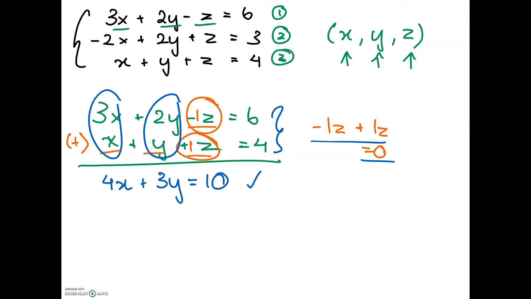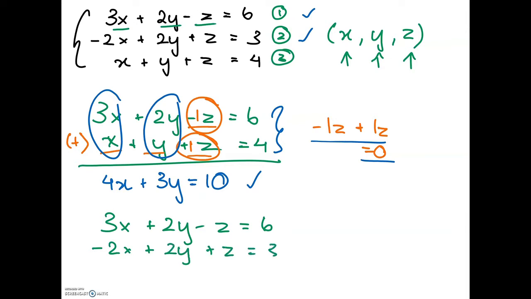Now we're going to do the same thing, except instead of taking equations 1 and 3, we're going to take two different ones. So let's do 1 and 2. Let's write them down. So 3x plus 2y minus z is equal to 6, and negative 2x plus 2y plus z is equal to 3. Now when you're doing systems of linear equations, when you take two equations, so here you have equation 1 and equation 3, the variable you're eliminating is the z.